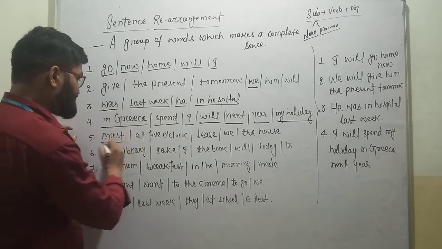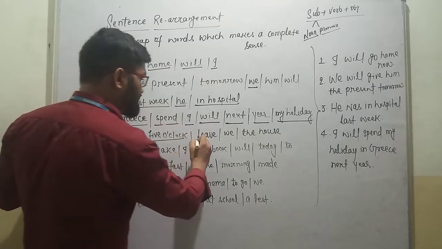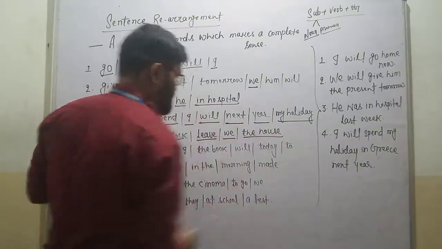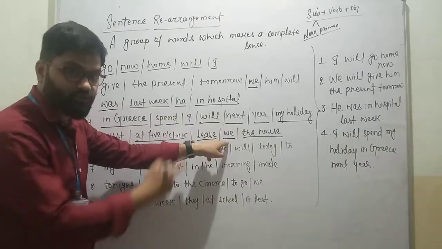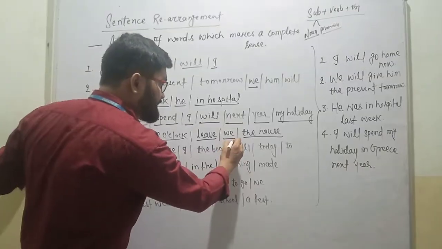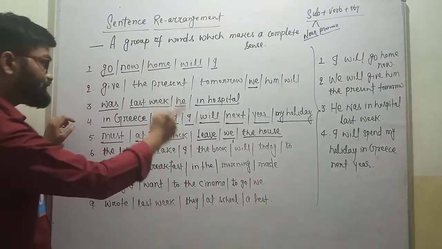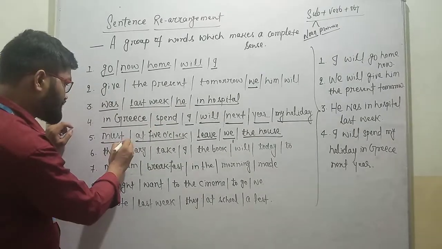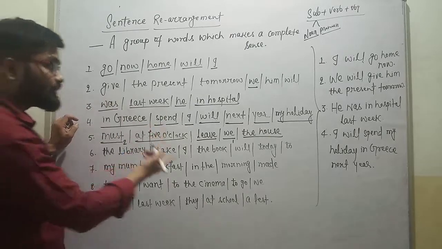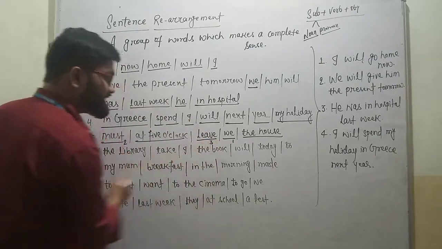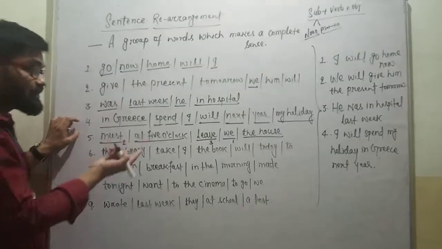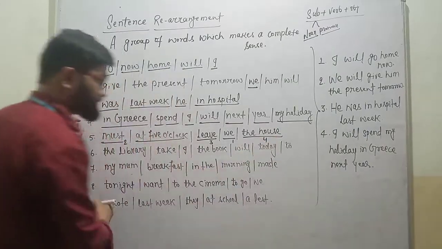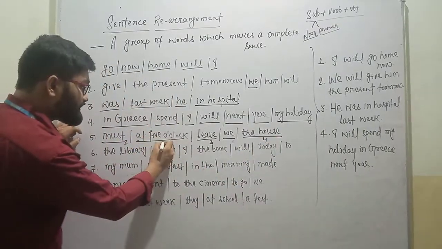We have must at 5 o'clock leave we the house. Of course, we is the pronoun, we should start with the subject. So we'll number it 1, and we, must. This is the modal auxiliary, this is the helping verb. So this is 2. Now what will we do? Action verb, 3. Leave. We will leave what? We will leave the house. And then when? At 5 o'clock.